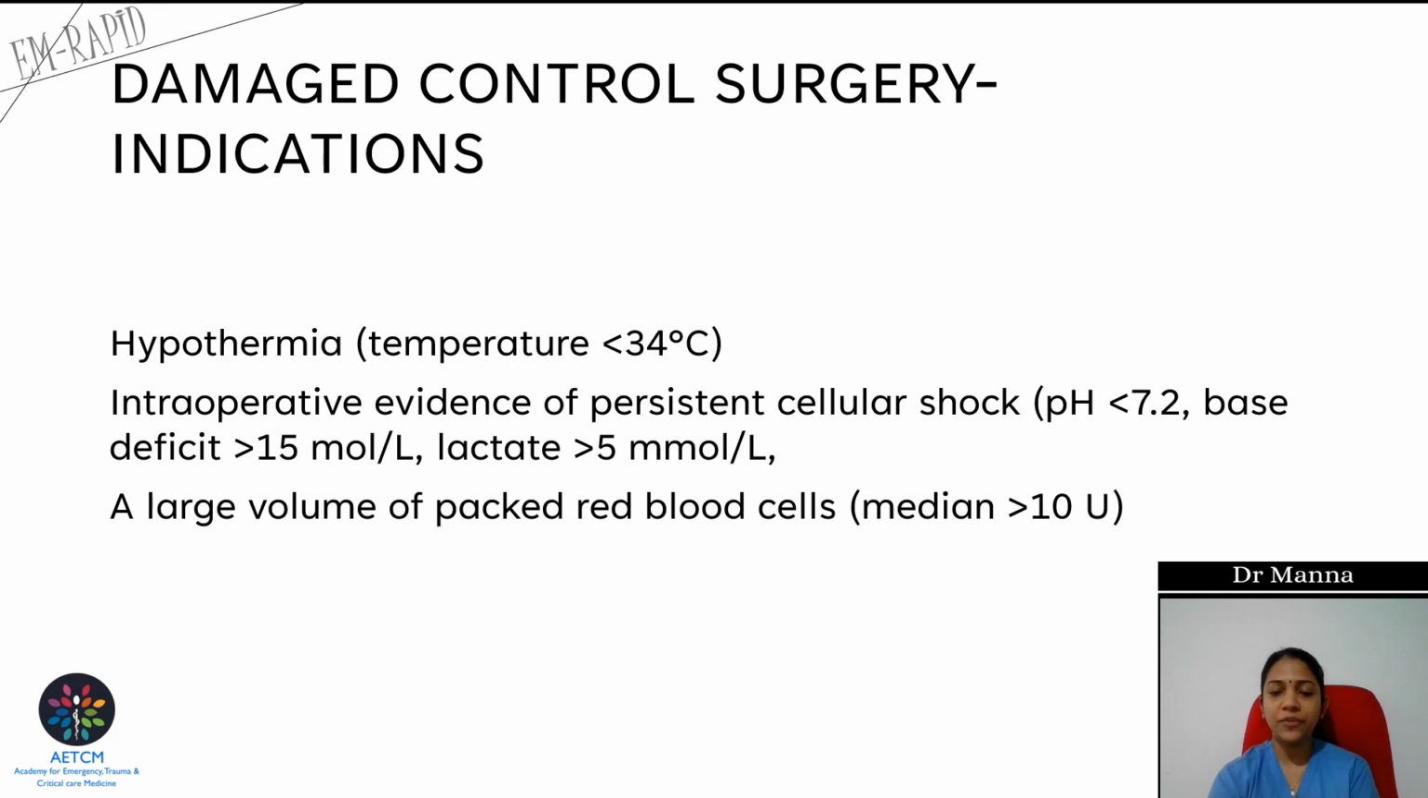And if this patient requires a large volume of PRBC and all, these patients will require damage control surgery. Then after that we will shift them to the ICU, stabilize them, and then we will go for the definitive surgery.